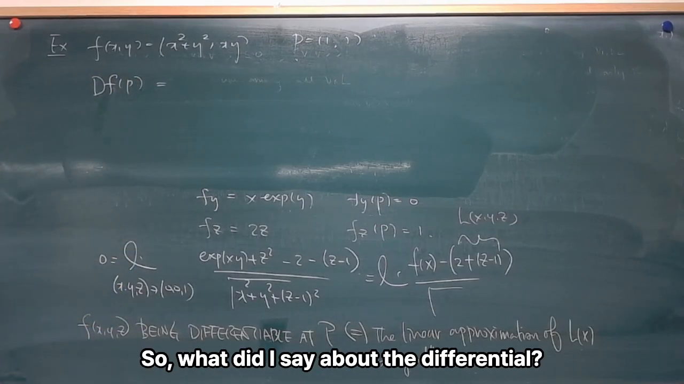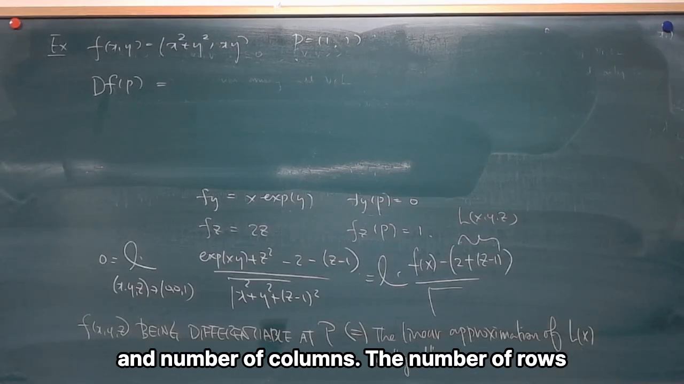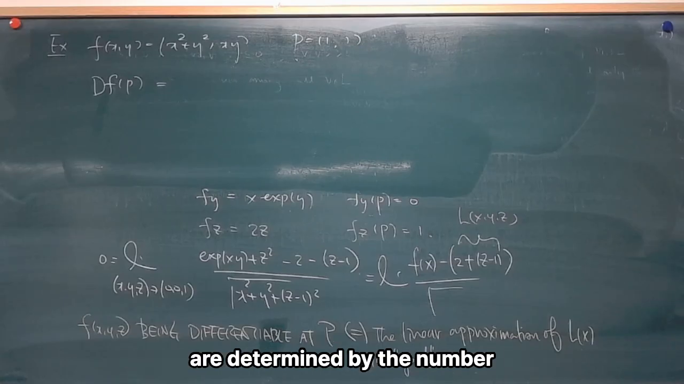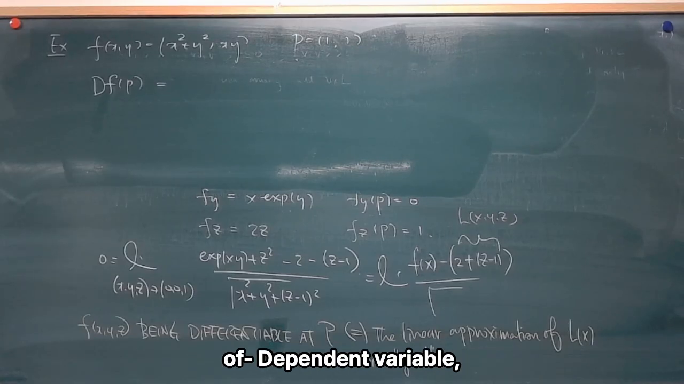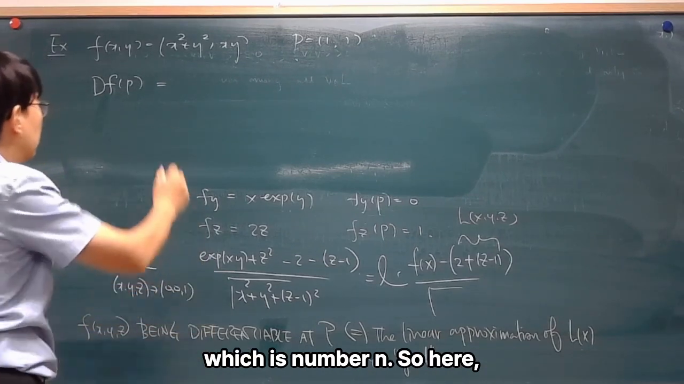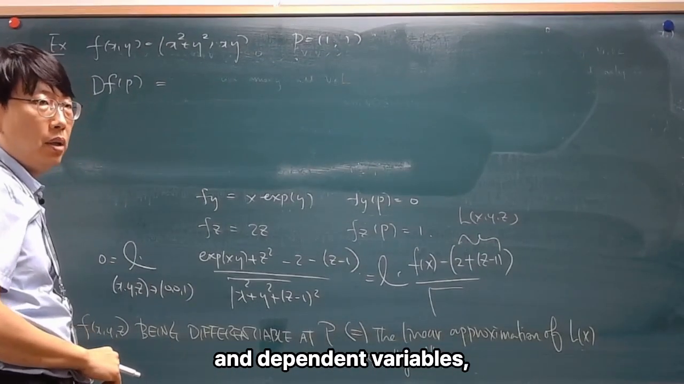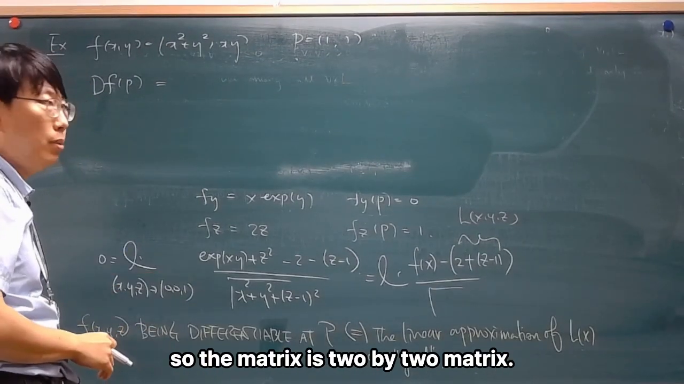So what did I say about the differential? This differential is a matrix. It has a number of rows and a number of columns. The number of rows is determined by the number of dependent variables, which is m in the general case, and the number of columns is determined by the number of independent variables, which is n. So here there are 2 independent variables and 2 dependent variables. So the matrix is a 2 by 2 matrix.